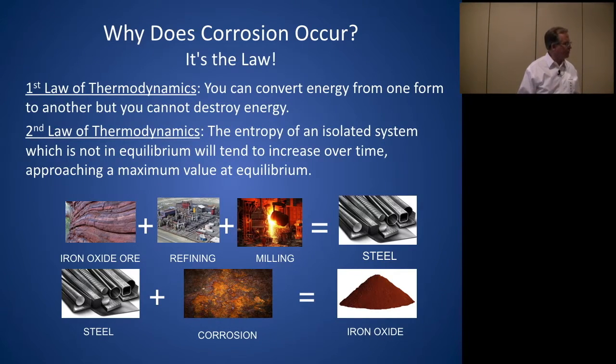Okay, why does corrosion occur? It's law. We have laws of physics. The first two laws of physics tell you why corrosion occurs. You can't destroy or create energy, you can only change its form. And the entropy of an isolated system is going to increase. We take iron oxide, we add a lot of energy to it to get steel. Corrosion brings it back to the iron oxide. So it's physics that causes it.